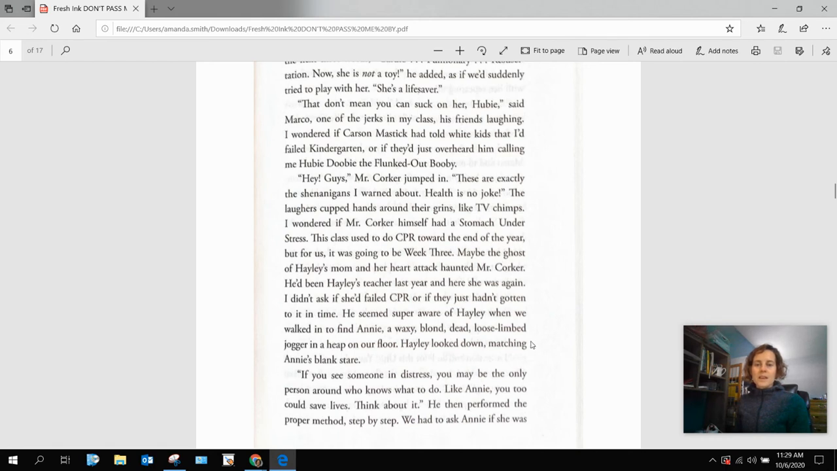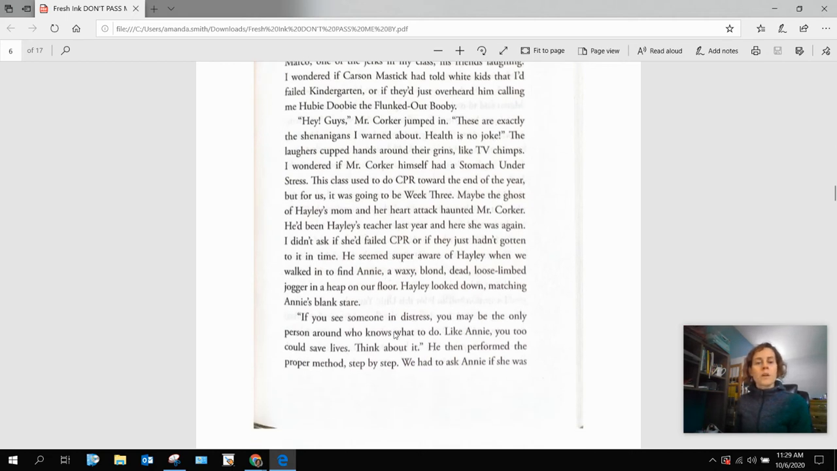So this makes us think that Haley's mom had a heart attack, and it sounds like Haley found her mom. If you see someone in distress, you may be the only person around who knows what to do. Like Annie, you too could save lives.